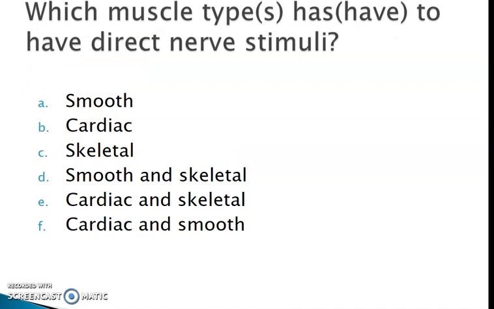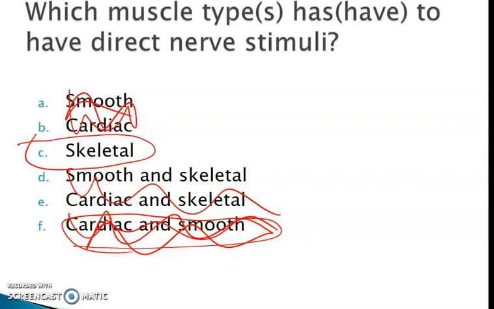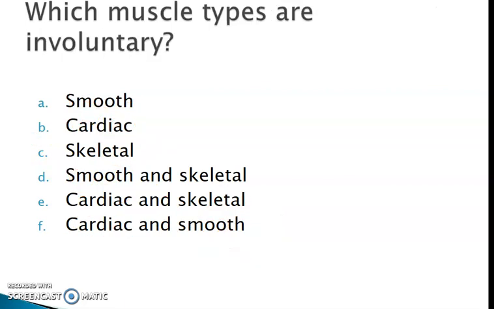Which type or types have to have direct nerve stimulation? Well, cardiac and smooth could be autorhythmic, which means it beats on its own. So all those are gone. Process of elimination, it is skeletal. So that one's making you think. Which one is involuntary, or which ones? That'd be cardiac and smooth.